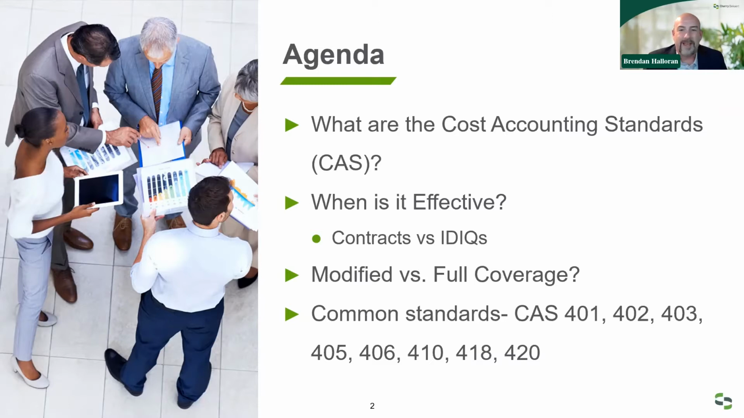We're going to cover what the cost accounting standards are, when it is effective, when a contractor may actually have a CAS-covered contract, and talk a little bit about some of the specifics on what contracts are, as well as contracts versus IDIQs. There's a lot of debate around task orders and delivery orders. We'll talk a little bit about modified versus full CAS coverage, and then we'll follow it up with some of the common standards, certainly those which are covered as part of modified CAS coverage, but some of the ones that are most standard and ones that folks should really be aware of.